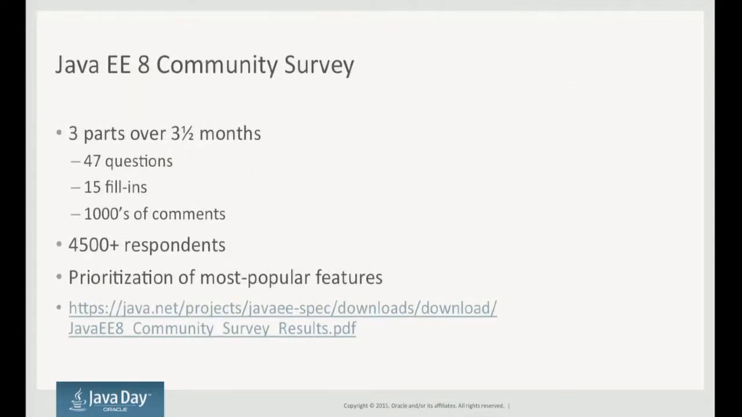The survey was quite large. It had three parts, dozens of questions. We got many, many responses, thousands of comments. There were over 4,000 participants in this survey. In the third part of the survey, we asked our participants to prioritize among those features that were found to be the most popular ones in the earlier phases of the study. The URL that I've given you here is to the summary that I wrote of the results that we got from this survey.